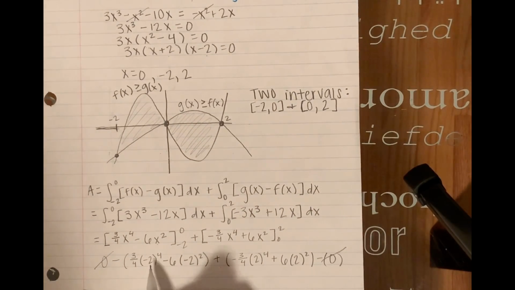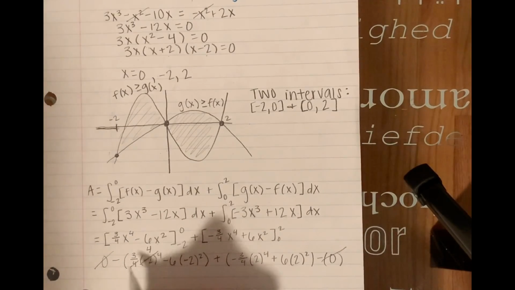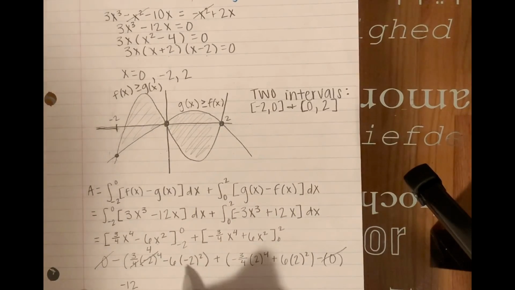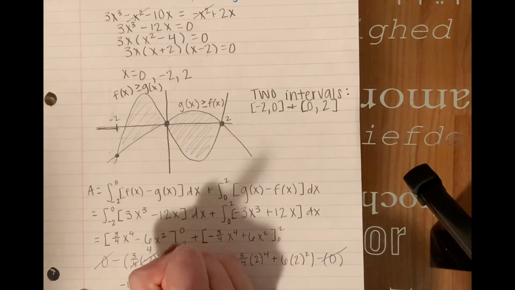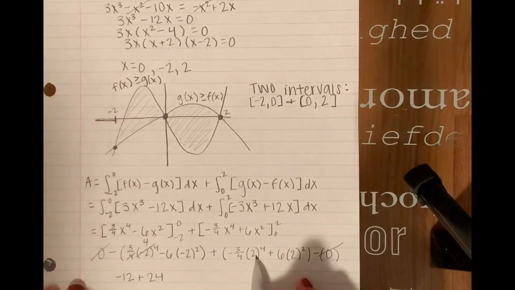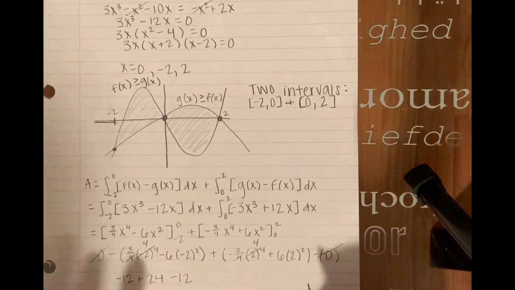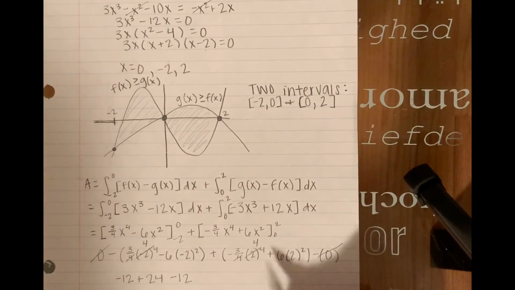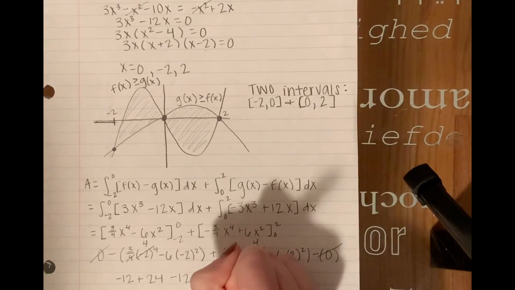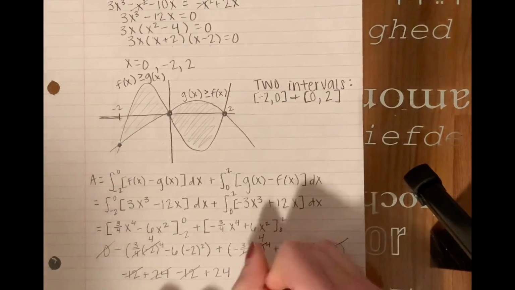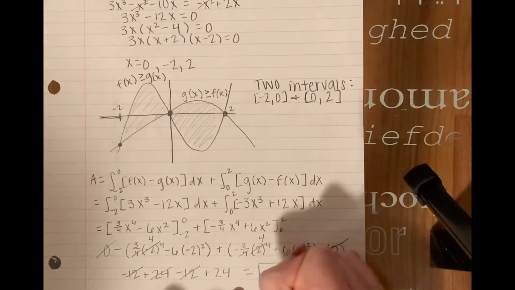All right, so 2 to the 4th is going to be 16 over 4 is going to be 4. So that would be -12. Then this will be 4 times 6, which is 24, minus negative, so it'll be plus 24. Right here, 2 to the 4th is 16, divided by 4 is 4, so this will be -12. And then right here, 4 times 6 is 24, and it'll be plus 24. So this 24 cancels with both of those -12s, and you should get 24 as your answer.